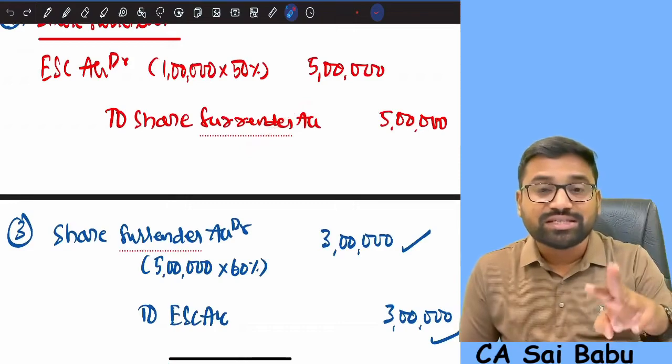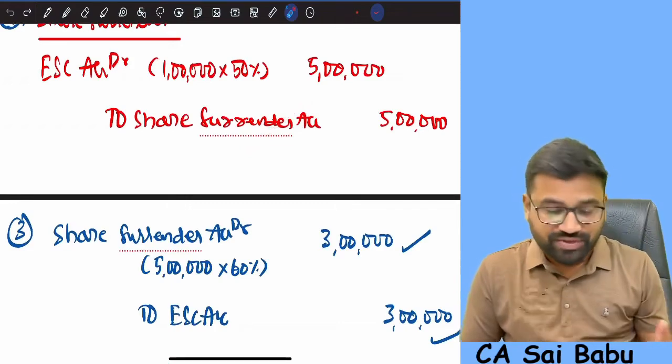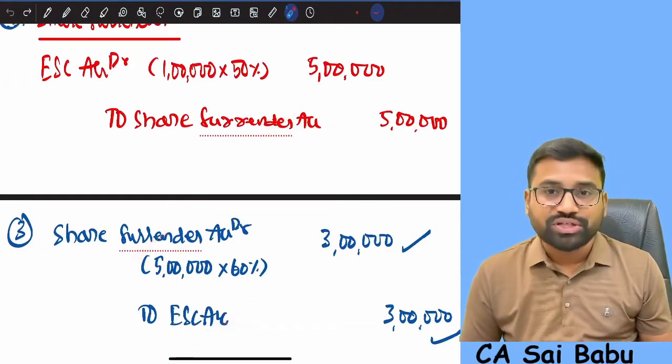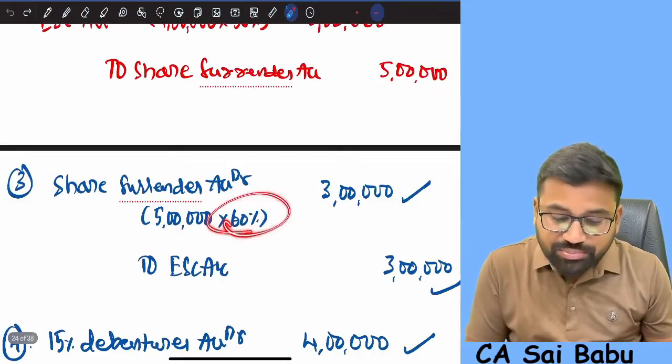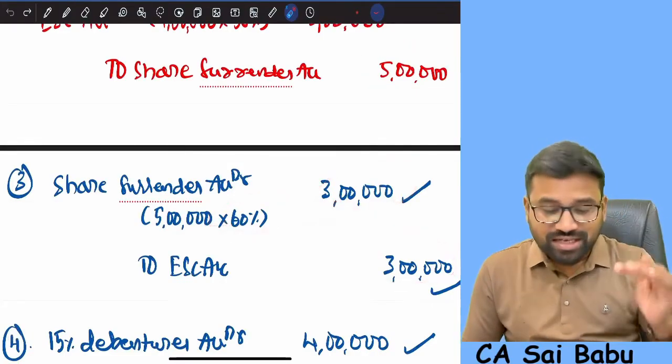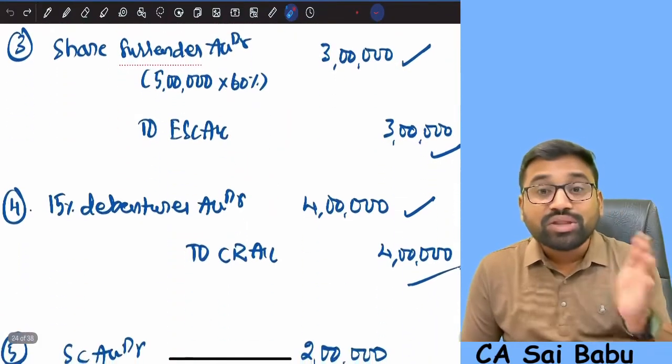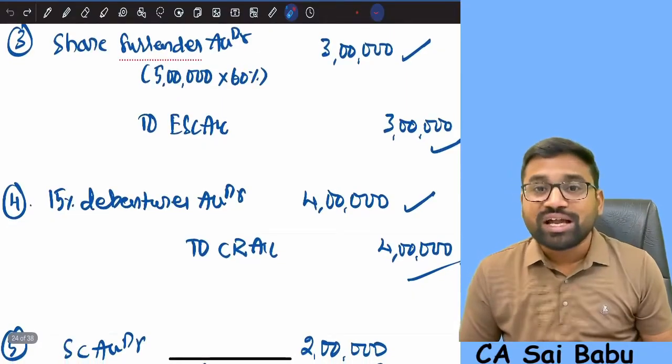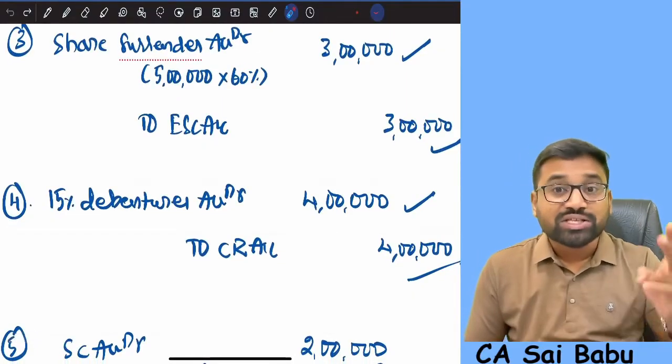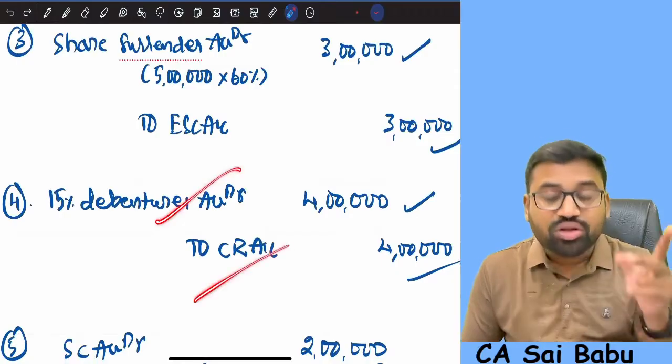60% of the surrendered shares are converted into shares first. So, share surrender to equity share capital, 5 lakhs into 60%, 3 lakhs, 3 lakhs. Share surrender to equity share capital. Now, these equity shares we are using to settle the debenture holders to the extent of 4 lakhs. So, for settlement of liability, debenture holders to capital reduction.